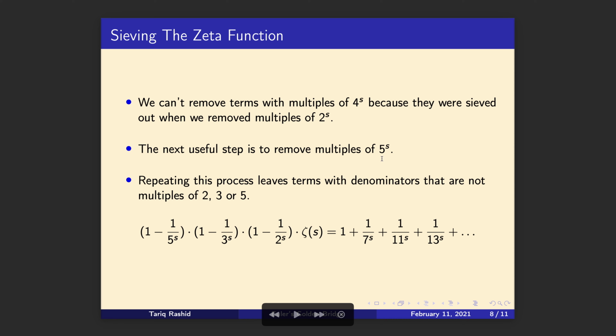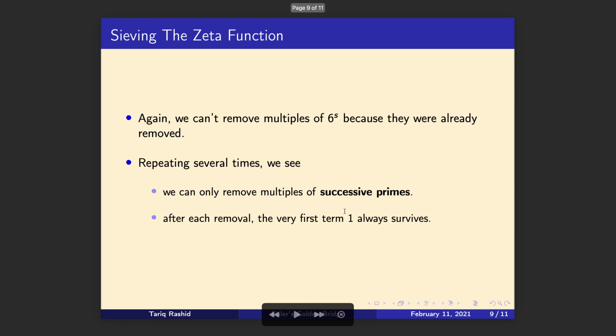So at this stage, when we've done the 5, we're left with terms whose denominators are not multiples of 2, 3, or 5, or 4, because that counts as 2. So you can see 6 won't be there because 6 was removed. Multiples of 6 were removed when we removed multiples of 2. So the next one is 7. So you can see why we are removing successive primes.